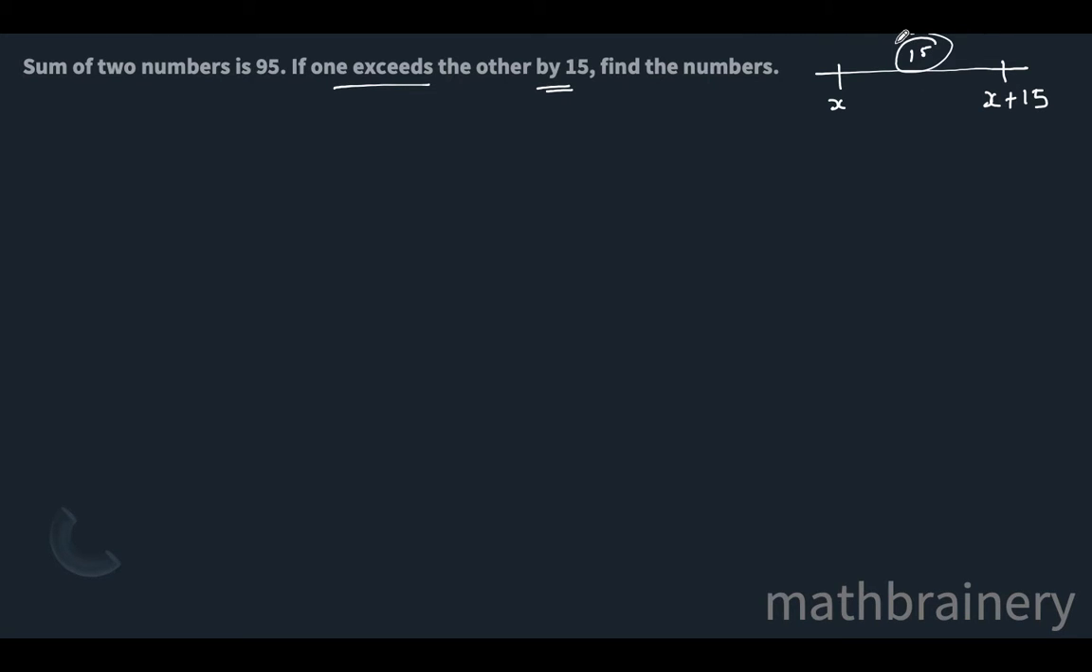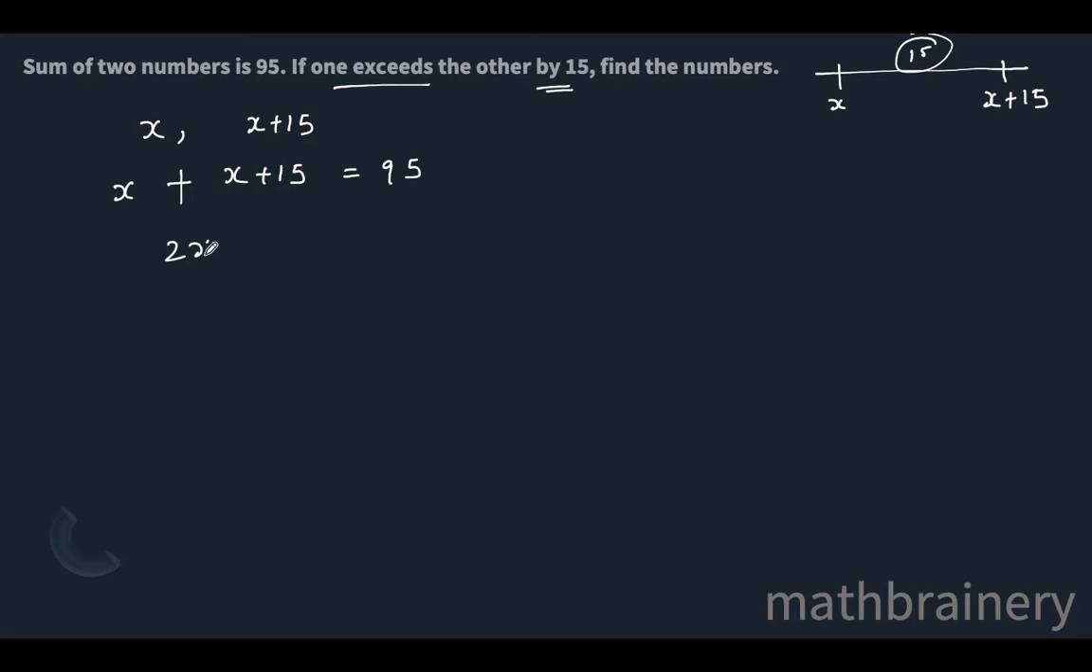So this difference must be 15. Alright, the difference between these two is 15. Now, what is given? The sum of two numbers is 95. So I can assume the two numbers as x and x plus 15. If the sum of two numbers is 95, that means this x plus this x plus 15 must be equal to 95. Let's simplify this.